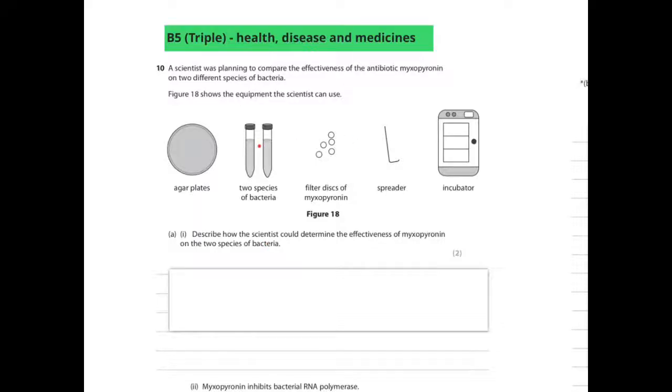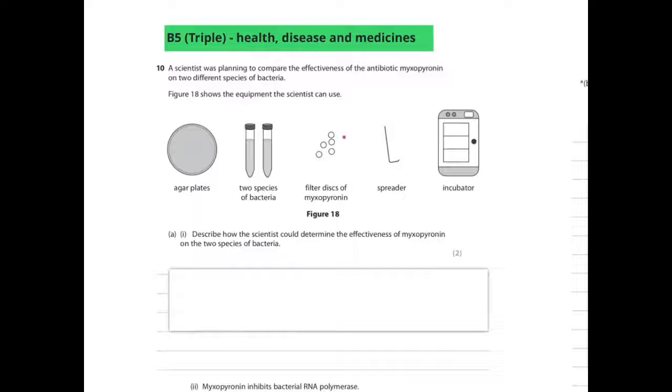So this is how do we use this equipment to test the effectiveness. What we'd want to do first of all is infect the agar plate with the bacteria. So we want two different agar plates and two species of bacteria. We want to use the spreader to spread one species of bacteria on one agar plate and another on a different agar plate. We then put the filter discs in the agar plates, maybe put 4 in each, and we put them in an incubator to keep them at optimum temperature for growth of bacteria.